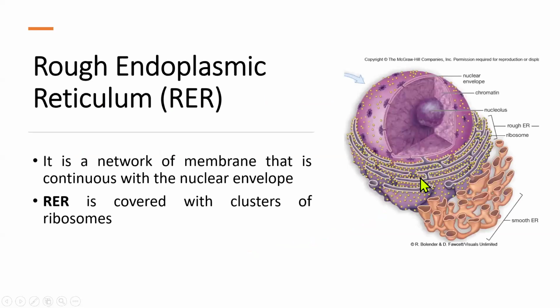Okay, let's take a look at the PowerPoint slides for the stuff we talked about. It's pretty much the same thing with a few extra details added. So, the rough ER right here, you can see, is an extension of the nuclear envelope with the ribosomes on them, the yellow dots. And further out, you can see that's where the smooth ER is, without the ribosomes.